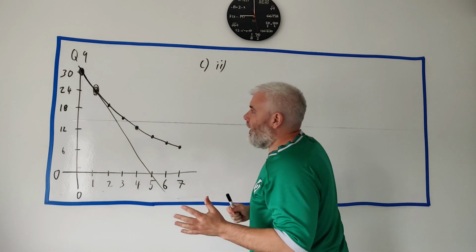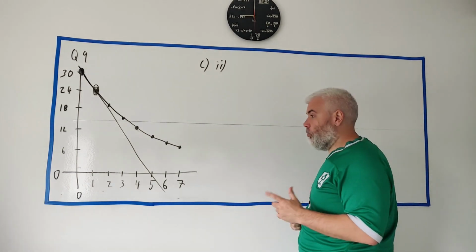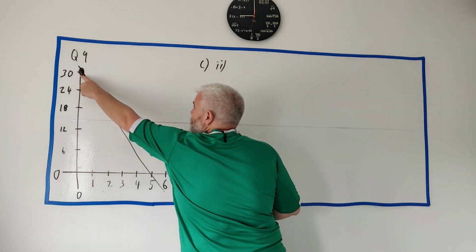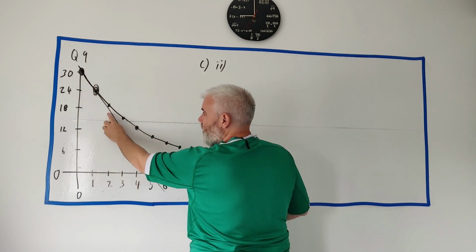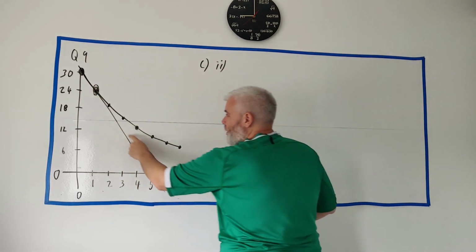Okay, so estimate after how much time his car is worth 0. 1 year his car is worth 30,000. Let's say 3 years it's worth about 18. 4 years 12.